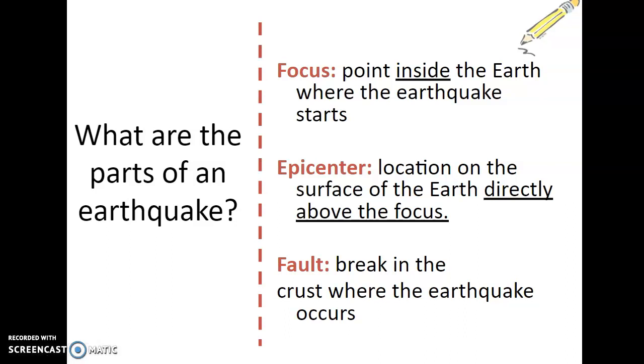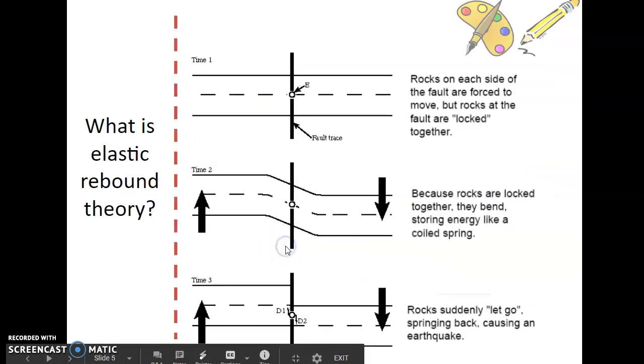that I showed you. The focus is the point inside the Earth, so at the upper mantle, where the earthquake starts. The epicenter is the location on the surface of the Earth directly above the focus, and the fault is the break in the crust where the earthquake occurs.